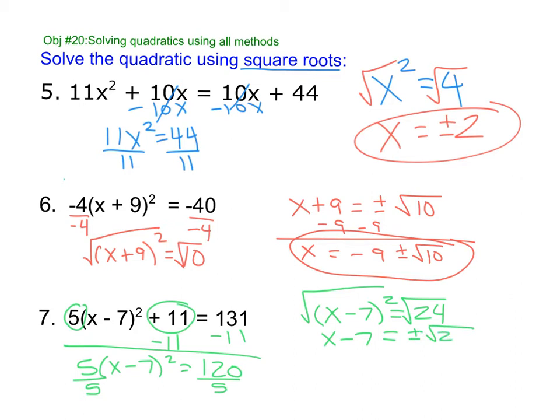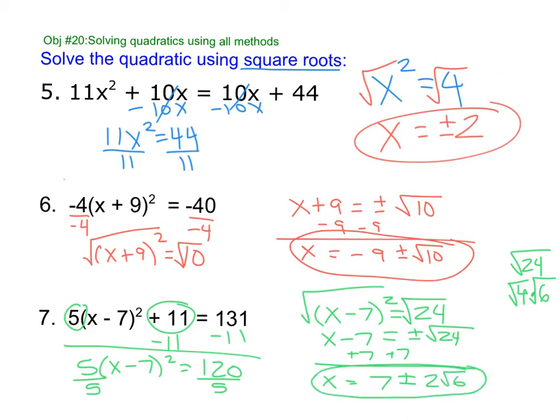root 24. I'm going to add 7 to get the x by itself. So x equals 7 plus or minus. Now I'm going to stop because root 24 can simplify. What perfect square goes into 24? 4. So it's 4 and 6. The square root of 4 is 2. The square root of 6 is just root 6.